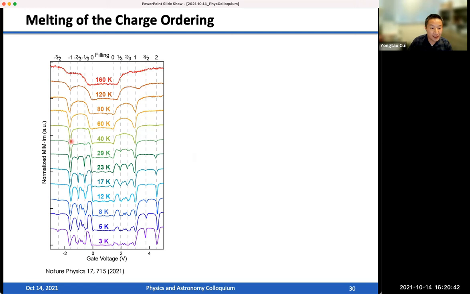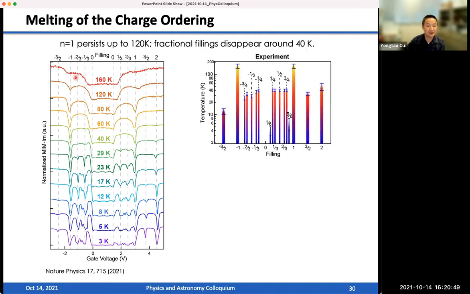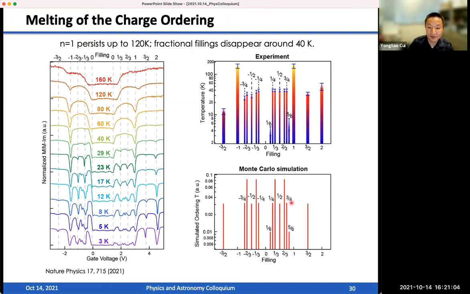But this integer filling actually goes all the way up to about 120 and even 160. You can see some signs of that. So that means in this case, the interaction is really strong, because the energy scale is on the order of 120K for this integer filling. But the other fractional fillings disappeared around 40K. And that also is quite consistent with the results from the Monte Carlo simulation. All right, okay. So that's our experiment results in terms of this fractional filling states.